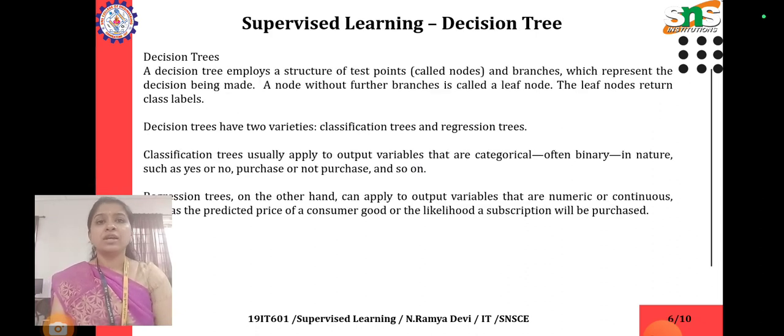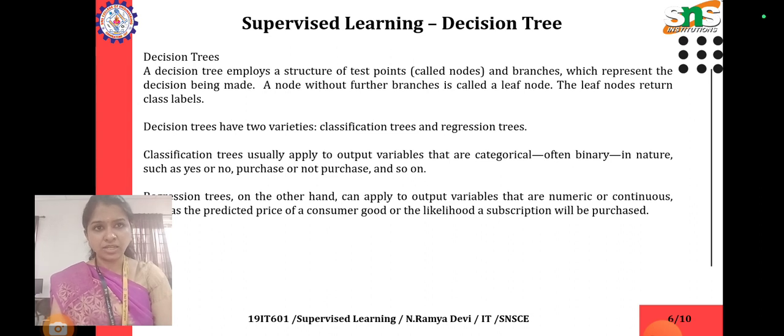Decision trees. A decision tree employs a structure of test points called nodes and branches, which represent the decision being made. A node without further branches is called a leaf node. The leaf node returns class labels. Decision trees have two varieties, classification trees and regression trees. Classification trees usually apply to output variables that are categorical, often binary in nature, such as yes or no, purchase or not, and so on.